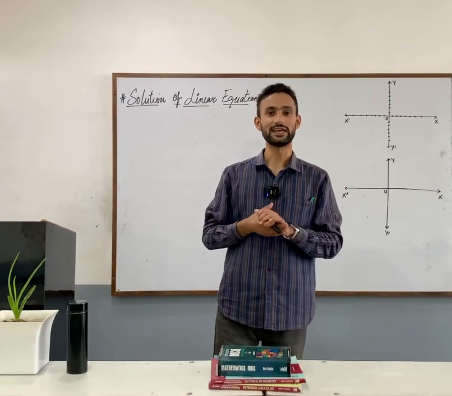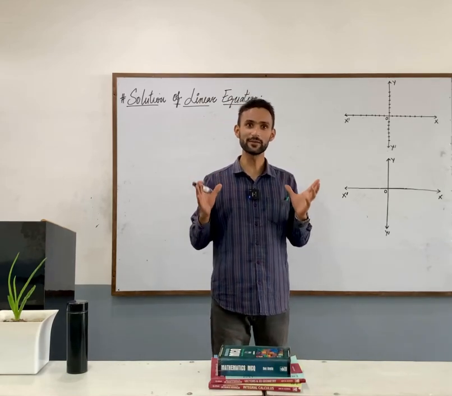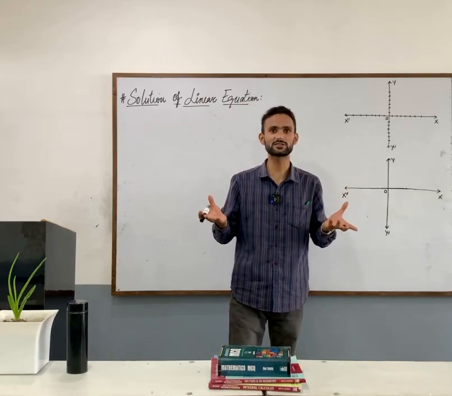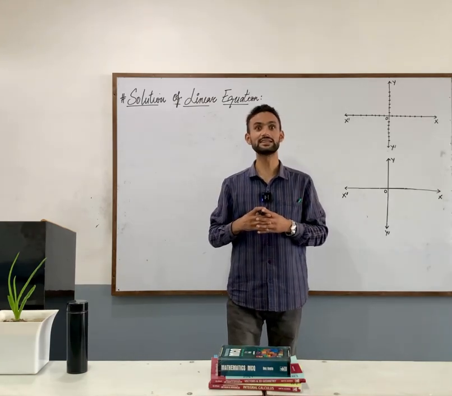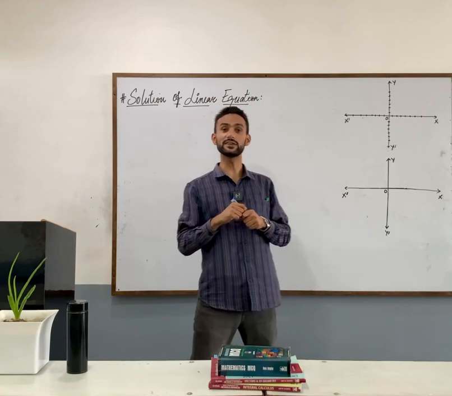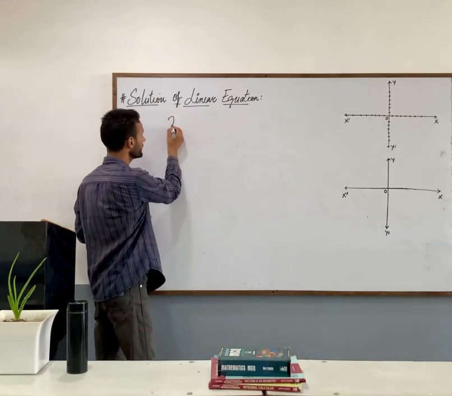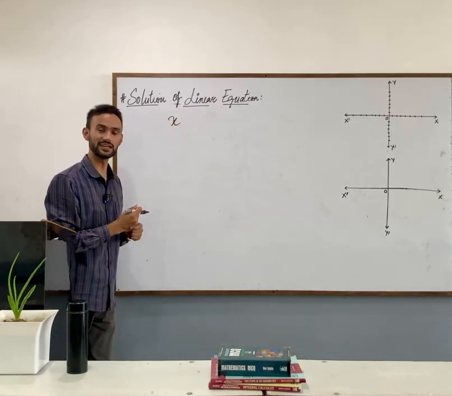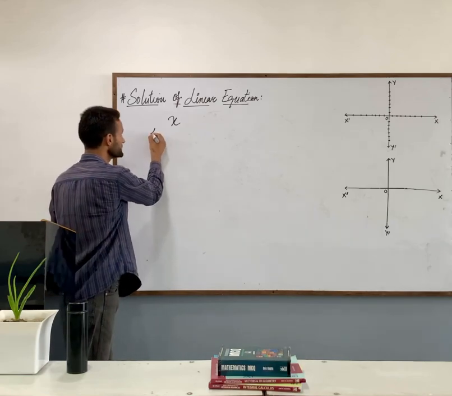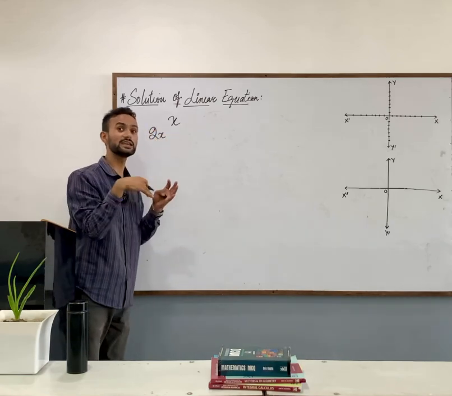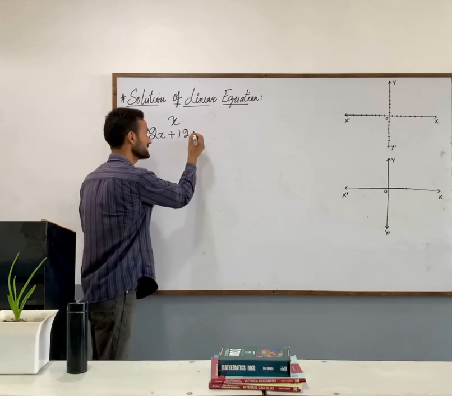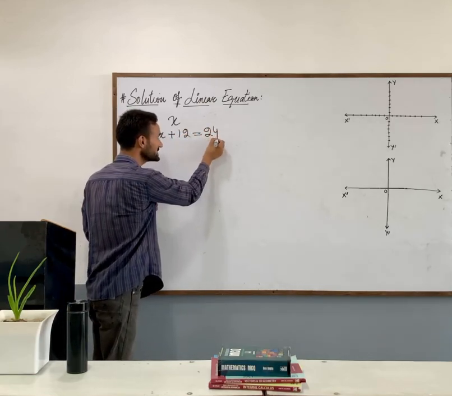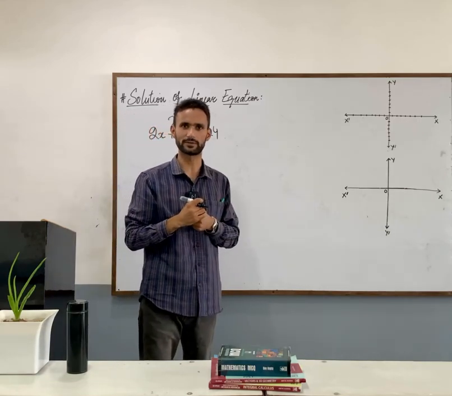For example, if I say twice a number increased by 12 equals 24, then what will be the required linear equation? Here, the number is unknown. So if I denote the number with some variable, that is x, my statement was twice the number, that means 2 times x, increased by 12, that means adding 12 to it, gives, that means equals 24. So this is the required linear equation in one variable.